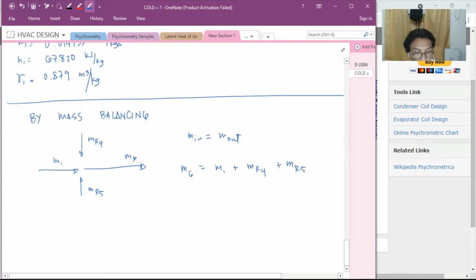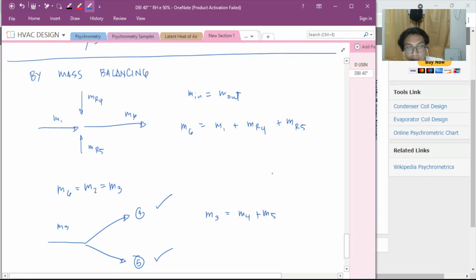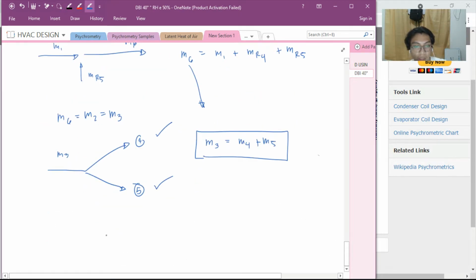But the problem is you don't know what is M1. Okay ba? Pero, mapapansin nyo, dito tignan nyo. We say that M6 is equal to M2 is equal to M3. But, yung M3 kasi, kung titignan nyo yung M3, di ba pag ganun, palabas yan. Di ba this is M4, this is M5, and this is M3. Meron tayong mass ni 4, meron tayong mass ni 5. So, we can say M3 is equal to M4 plus M5. Pwede nating makuha si M3. Andito na. Okay? And that is M6. Therefore, M4 plus M5 is equal to M1 plus MR4 plus MR5.